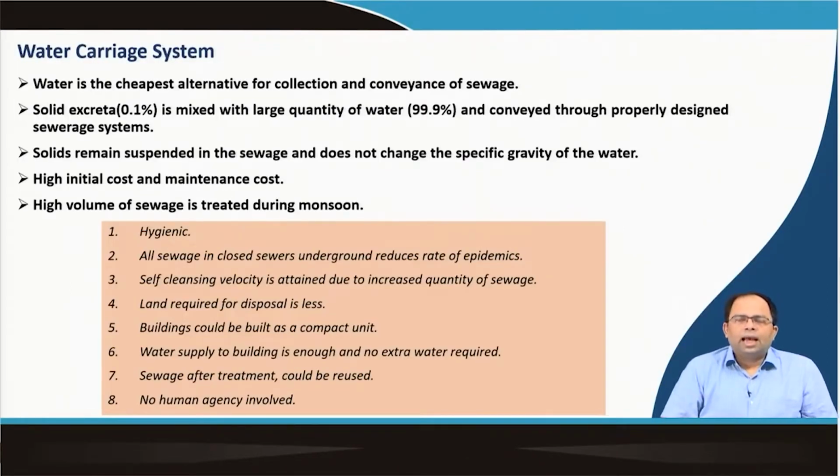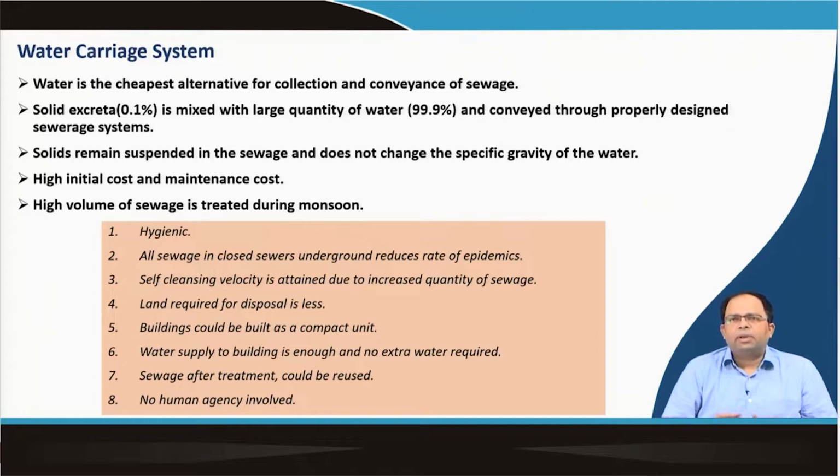So, in the last set of lectures, we have talked about the different kinds of sanitation systems, and then we have talked about decentralized systems, on-site systems, and we have also talked about water carriage systems. In this particular case, when we talk about a water carriage system, we are basically referring to the conventional sewerage system. In a water carriage system, as the name implies, water is utilized for carrying the sewage. As you know, water is the cheapest alternative for collection and conveyance of sewage.